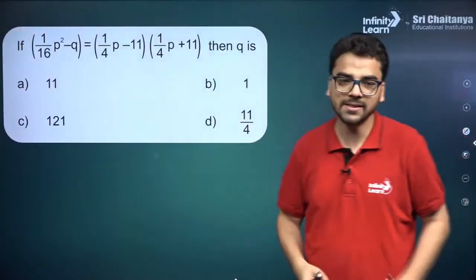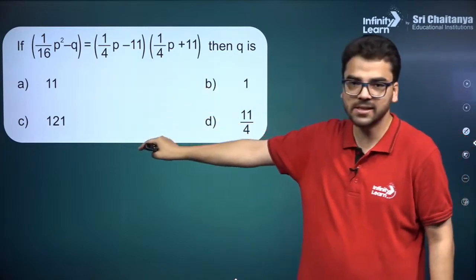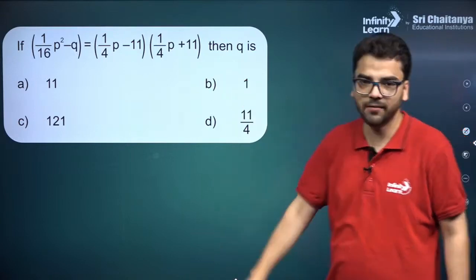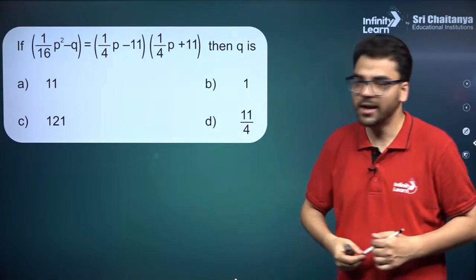So you can try doing this question over here. If p square upon 16 minus q is equal to p by 4 minus 11 into p by 4 plus 11, can you find the value of q over here? Can you tell the value of q, guys?